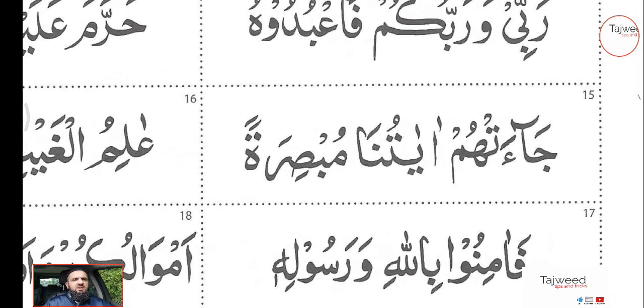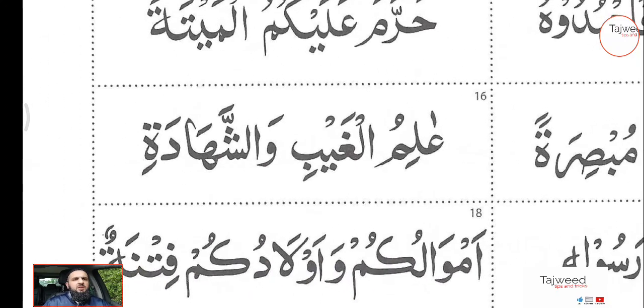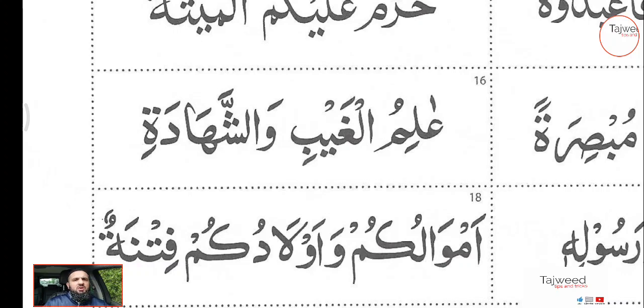Box number 15. Mubsiratan becomes mubsirah. So the ra joins the ha sakina. Ha sakin. Mubsirah. Ra. Washahadati becomes washahada. Washahada.